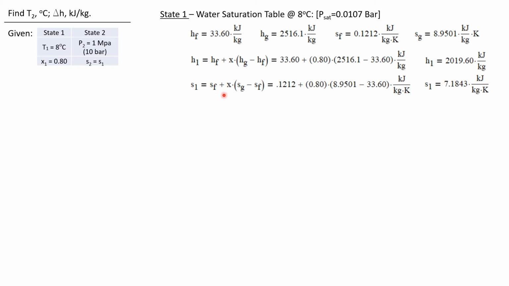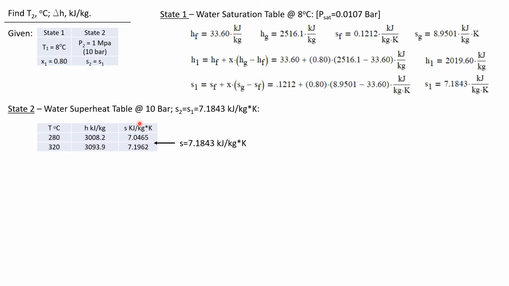We'll do exactly the same thing for S1. It's just S sub F plus the quality times S sub G minus S sub F. We have all those table values. And we get the entropy at state 1 is 7.1843 kilojoules per kilogram K.